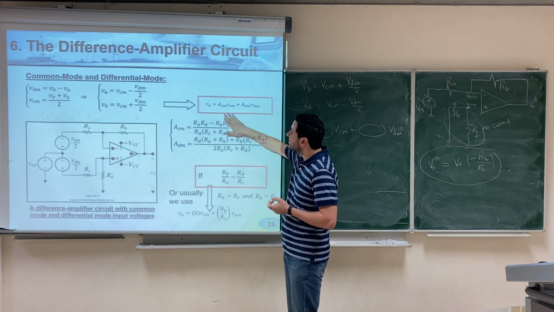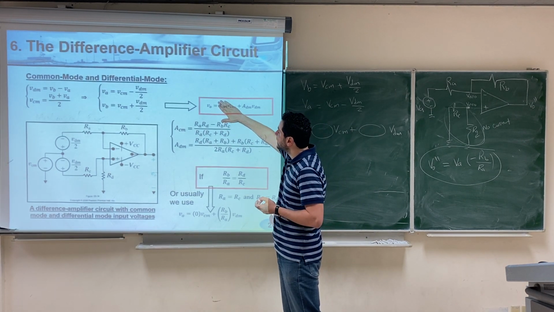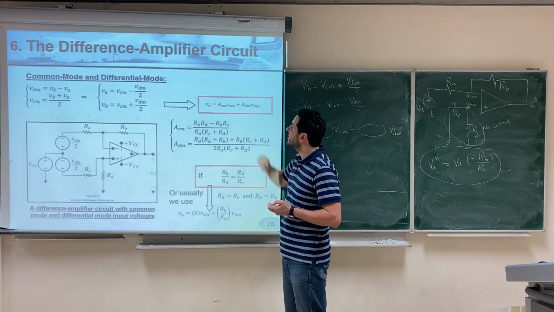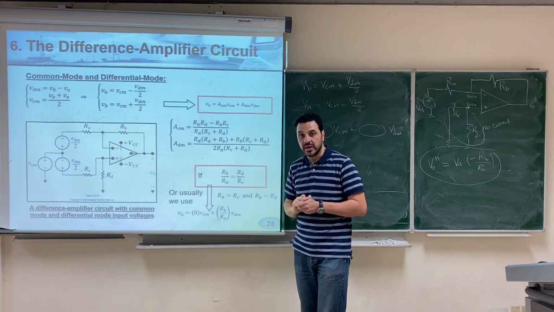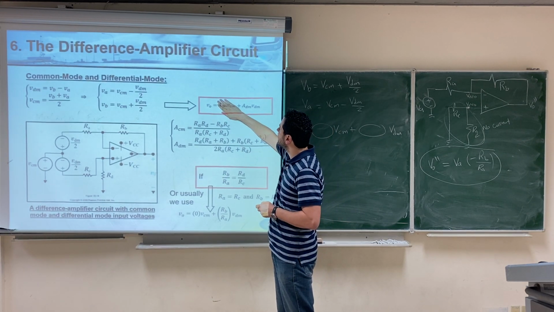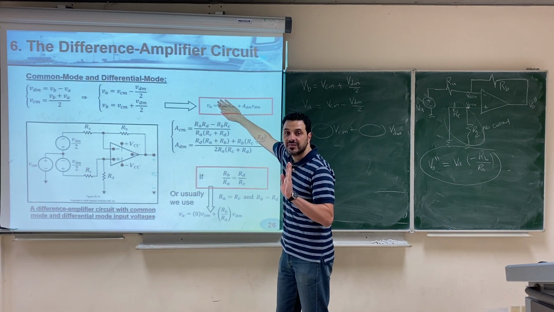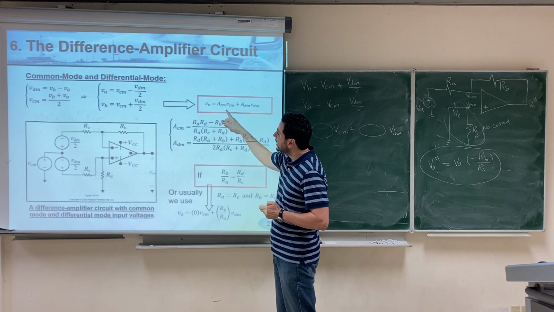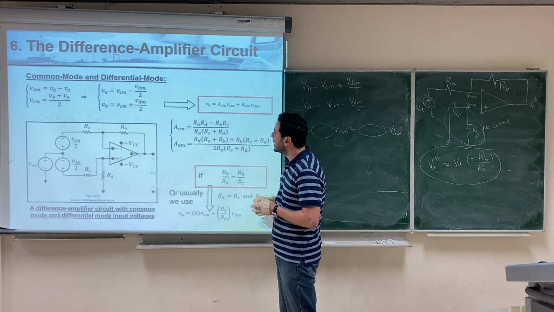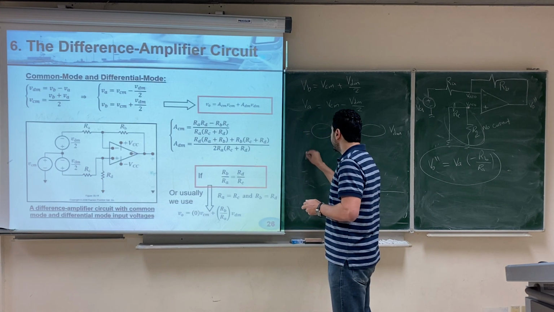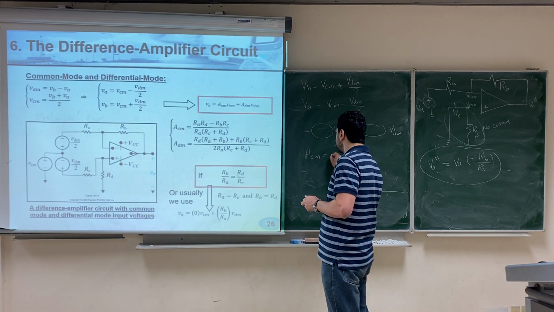So we need somehow to cancel this term. So the only way to cancel this term is to make the common mode gain 0, right? So if we can make the common mode gain 0, then this term will cancel and this difference amplifier will be perfect, right? So the only way to cancel the common mode gain is to make the numerator equal to 0.